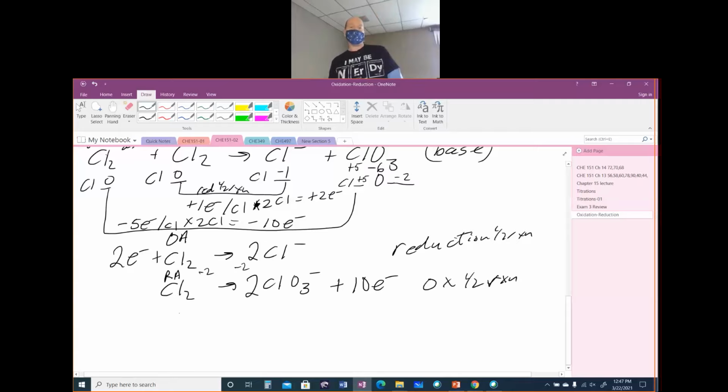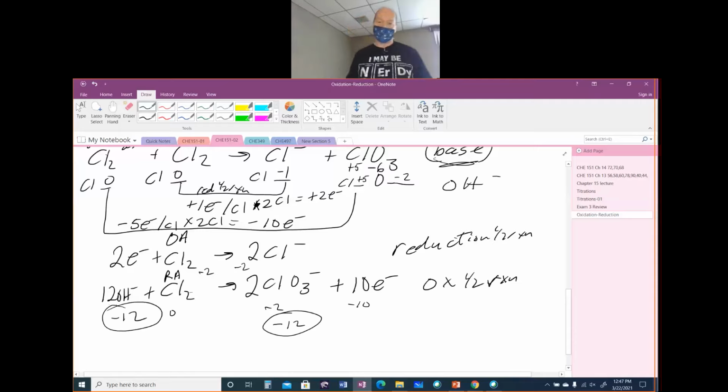On the left here, we have a charge of 0. On the right, we have 2 minus 1s. We have 10 minus 1s. We have a total of minus 12. Now we are in base, so when you're in base, you use OH minus. And so we are going to need 12 OH minuses. And now we have minus 12 on this side, and we have minus 12 on the other side, and we balanced our charge.